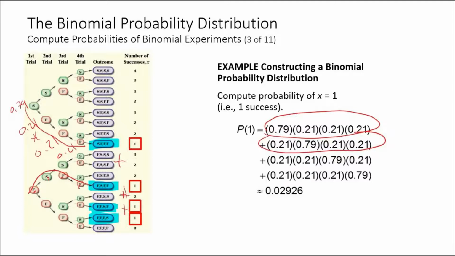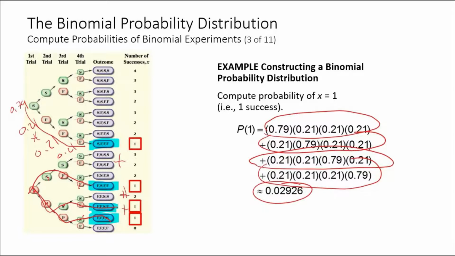And then plus the third branch. This is my third branch over here. So failure 0.21, 0.21 times 0.79 times 0.21 in this branch. Plus the last branch, which is this one over here. That is 0.21 times 0.21 times 0.21 times 0.79. I'm going to get that answer.